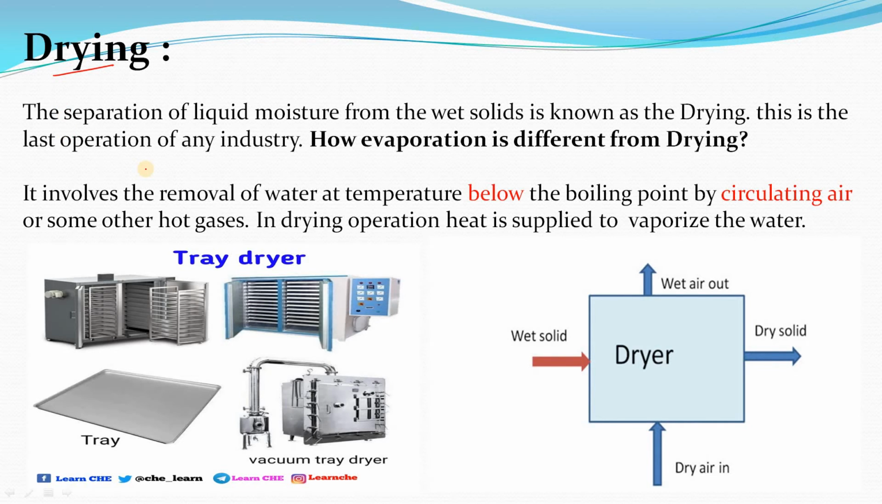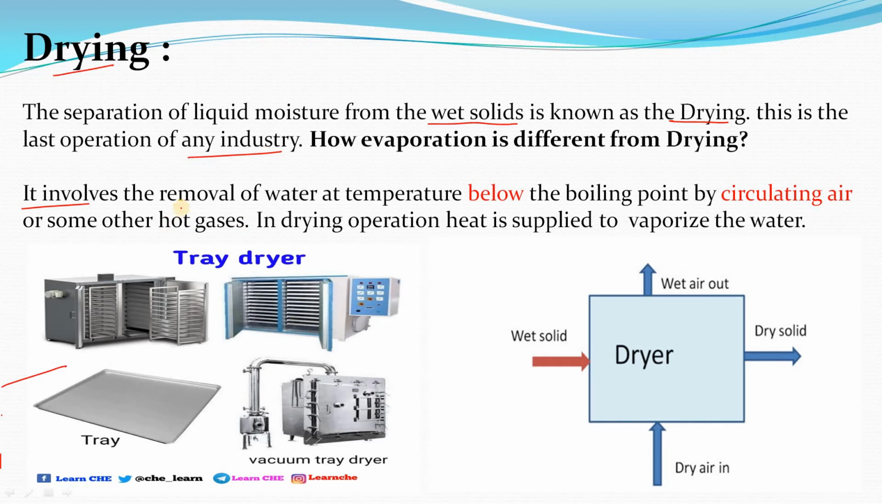So what is drying? Basically, the separation of liquid moisture from the wet solid is known as drying. This is the last operation of any industry. In any industry, drying is the last operation. The basic example of drying is our wet cloth. When we keep our wet cloth in an atmosphere where the sun absorbs the moisture from it, after some time we get the dry cloth. That is an example of drying. There the mass transfer is happening, right?